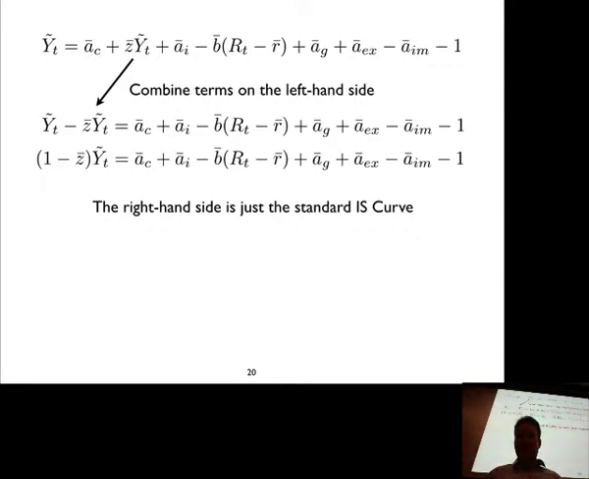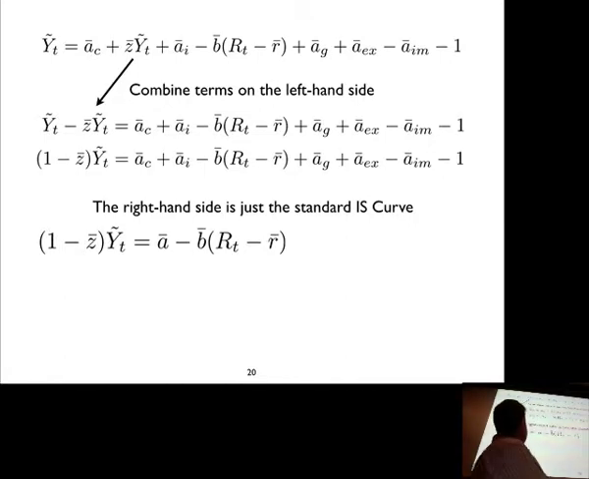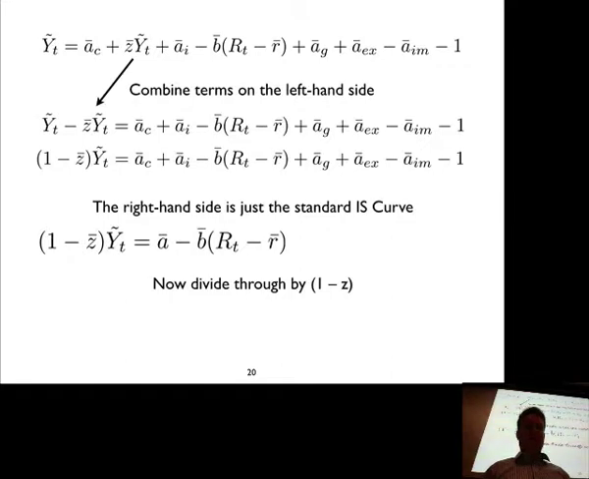So then finally, this fourth line of math, I'm just going to substitute on the right-hand side using our original A bar. So all this junk just becomes A bar minus B times R minus R bar, but then the left-hand side still is a little different. It's got the 1 minus Z times Y tilde. Finally, divide through by 1 minus Z, and that's the new IS curve.